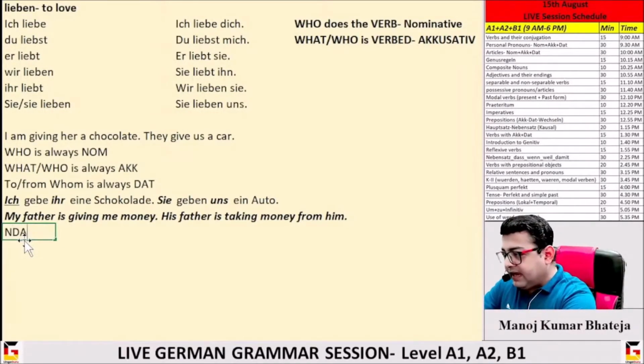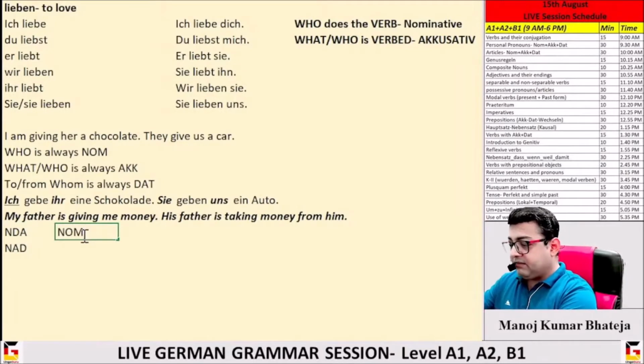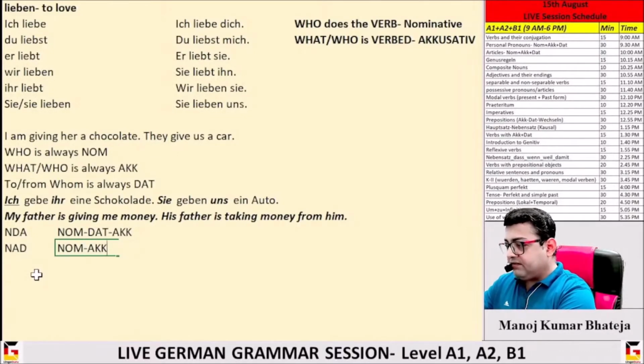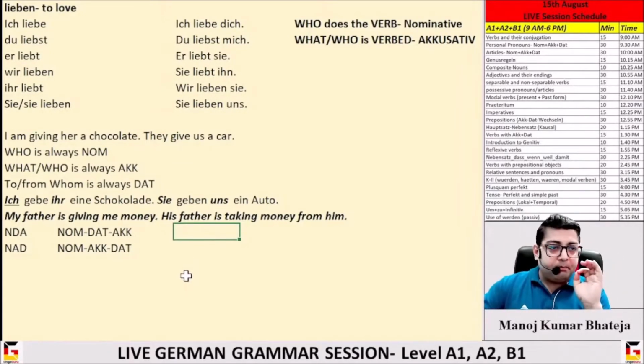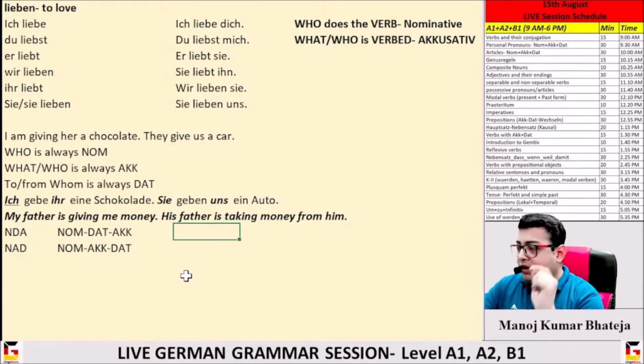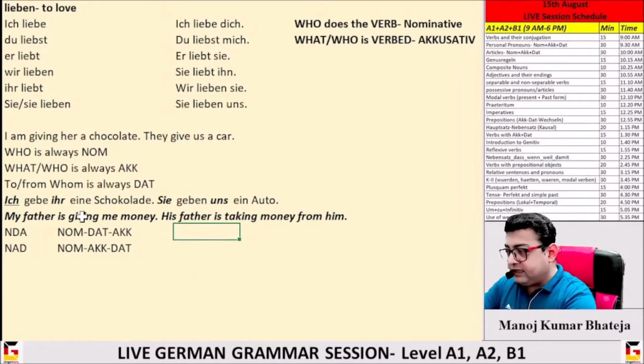This is where my NDA and NAD concept plays. NDA means nominative comes first, then we have dative, then we have accusative. NAD means nominative, then we have accusative, then we have dative. When, in what cases? अगर मेरा dative particle या dative pronoun preposition के साथ है, जैसे second sentence में है, उसके पापा उससे वो ले रहे हैं, he's taking from him. In this sentence, him is with from, so it is going to be in the second one.